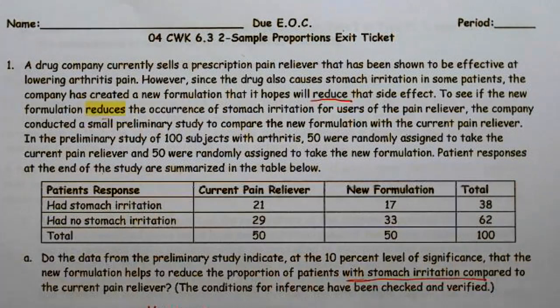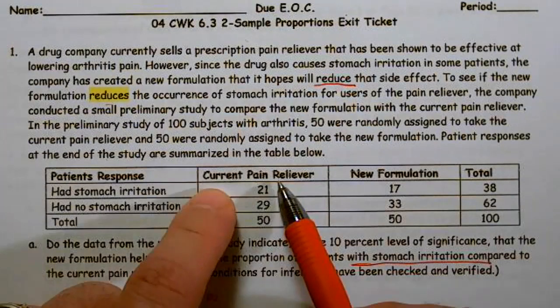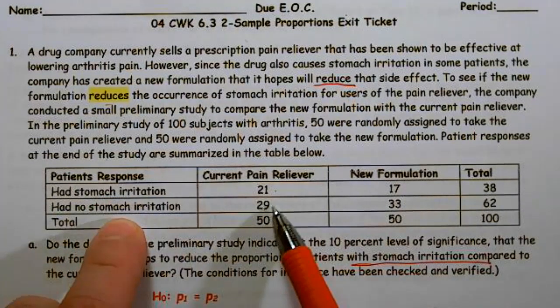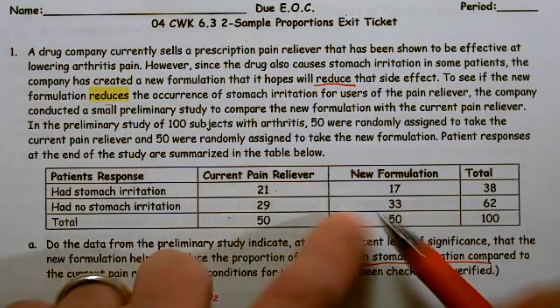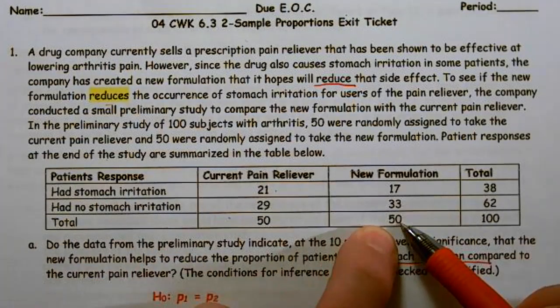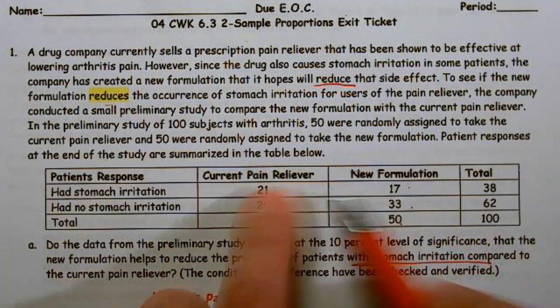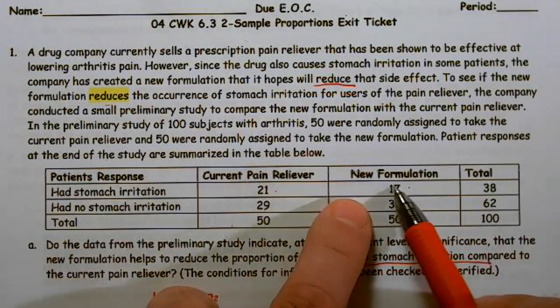Patient responses at the end of the study were summarized in the table below. So looking at the table, under the current medication, we had 21 who had stomach irritation, and we had 29 taking the current who did not have it. So this is our 50 who are taking the current. Here we have 50 taking the new formulation, and 17 had stomach irritation, and 33 did not. So it looks like we have 4 fewer people having stomach irritation here, because it's 21 minus 17.